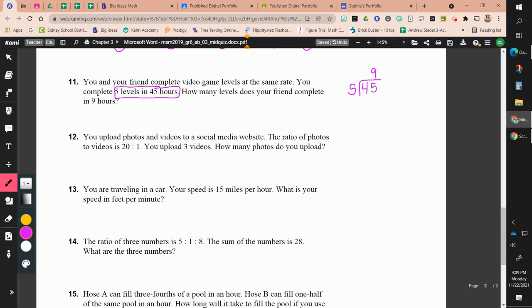How many does your friend complete in 9 hours? Well, they tell you that you work at the same rate, so your friend is going to get 1 level complete in 9 hours, because you also get those levels complete in about 9 hours.